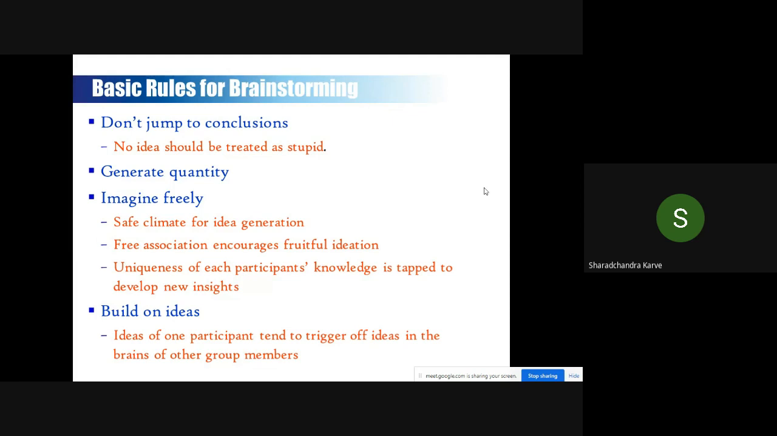Now, when we are generating those ideas, the climate has to be very safe. People should imagine freely and tell their ideas very freely in front of the senior bosses, etc. And one more important thing that is stressed during brainstorming is building on ideas. Somebody, X, may talk about some idea but doesn't have a solution for it. So some Y can build on what X says and come out with a solution. Like that, you have to build on ideas as a group. That is what is expected in brainstorming. Next slide, please.